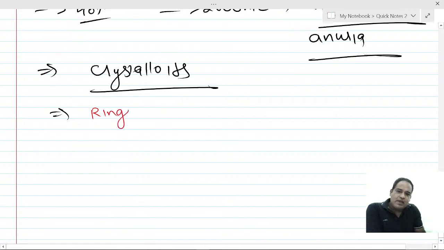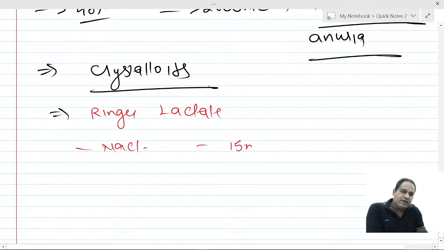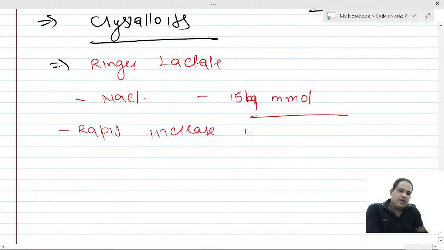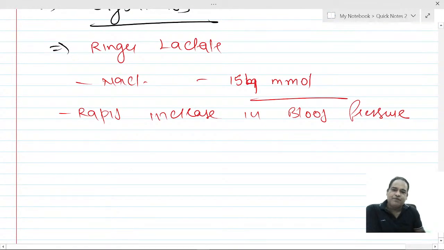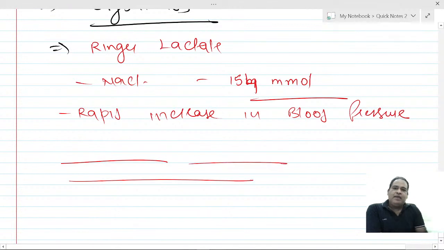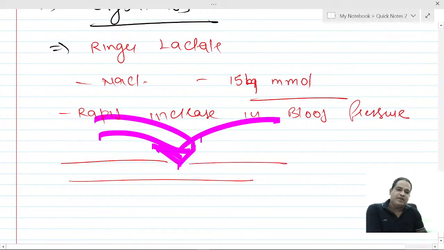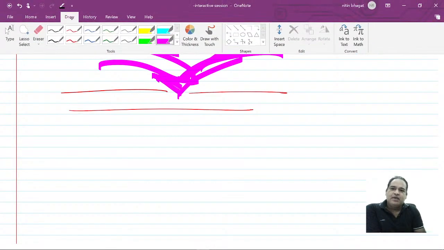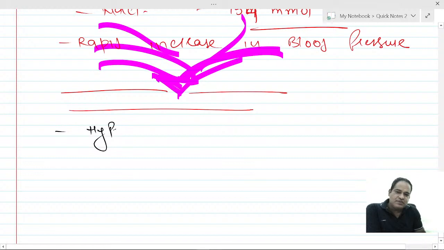For crystalloid, you prefer Ringer lactate. Why not normal saline? Because it has got too much sodium. So that will cause a rapid increase in blood pressure. You don't want that. Why? Because let's say if earlier the bleeding was occurring like this, once you rapidly increase the blood pressure, the bleeding would go like this.